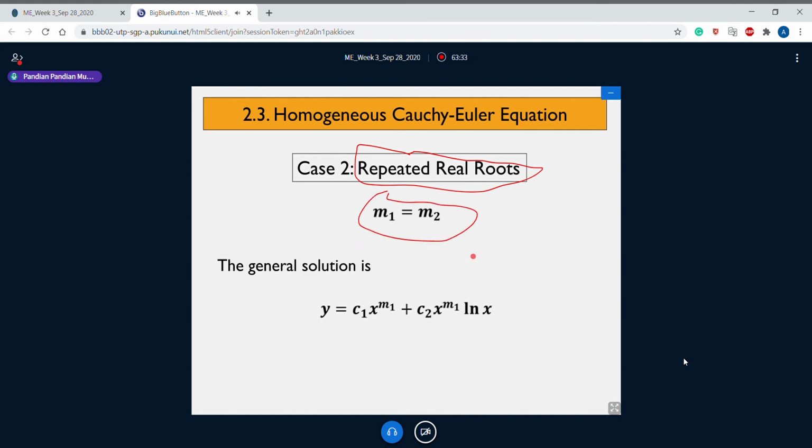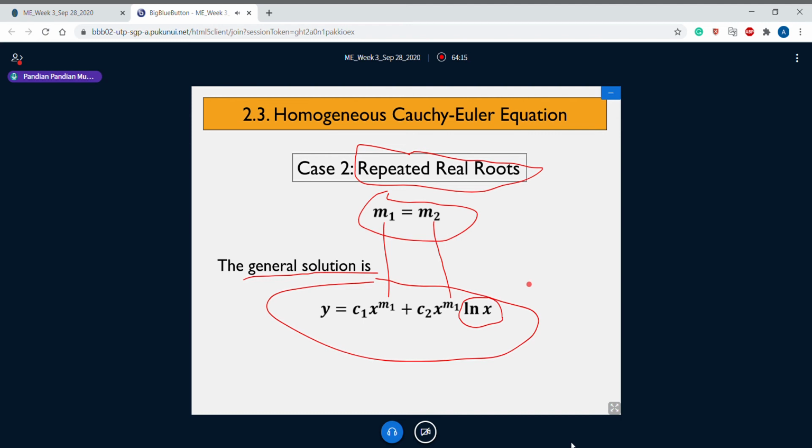When you solve a m squared plus (b minus a) m plus c equals 0, if you get m1 equals m2, then it is a repeated root. So for a repeated root, the general solution is like this: y equals C1 x to the power m1 plus C2 x to the power m2 multiplied by ln x. This one is already proven in the theory. You can find the proof either in calculus or in algebra. So we just quote this only.